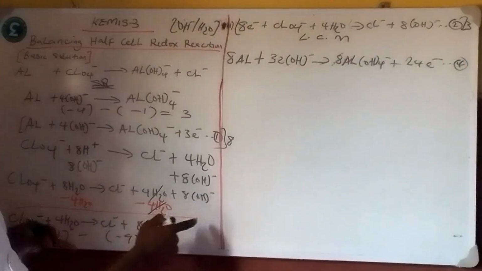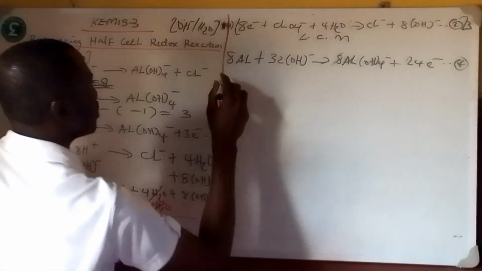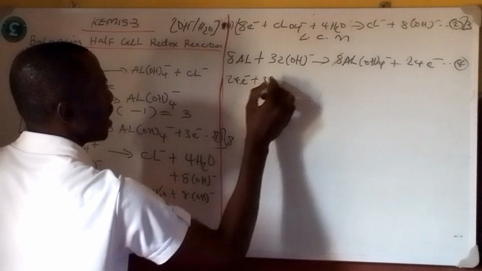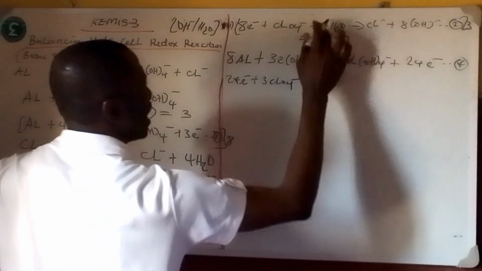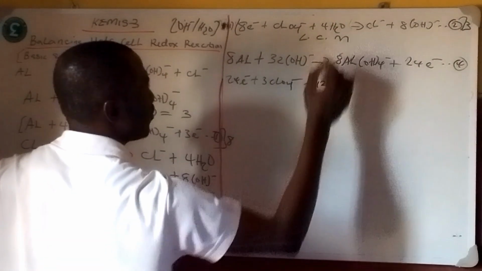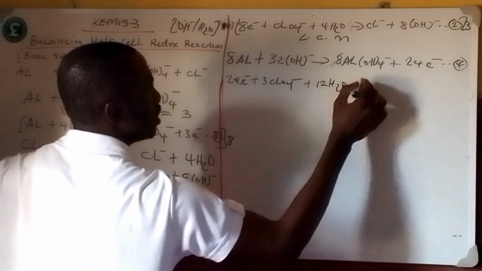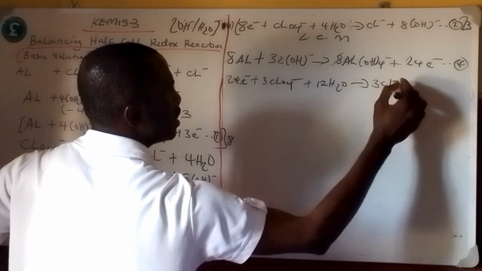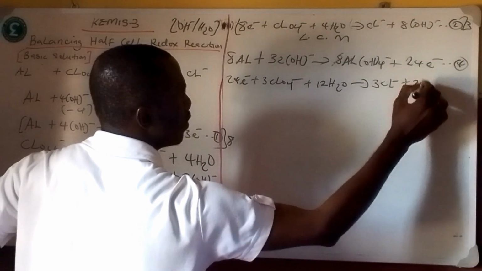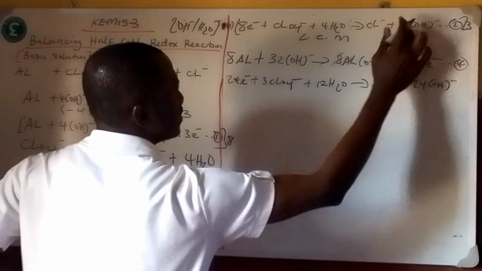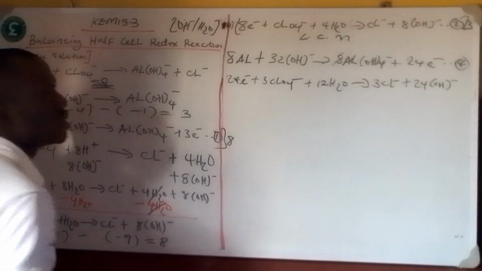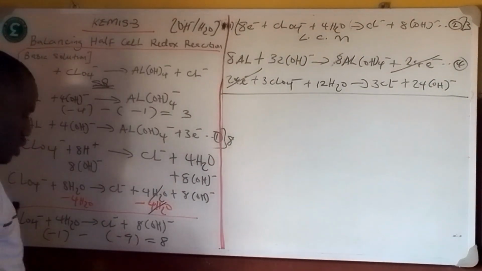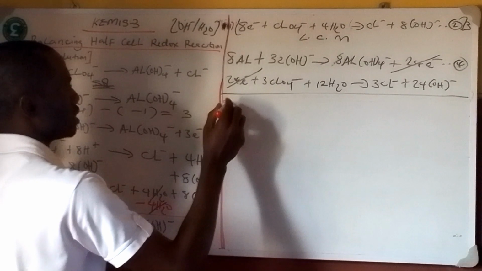Now let me go to the other equation. 3 times 8 is 24 electrons. 3 times perchlorate is 3 perchlorate. 3 times 4 is 12 H2O. 3 times chlorine is 3 chlorine. 3 times 8 is 24 hydroxyl. Now you notice that electrons will cancel electrons.